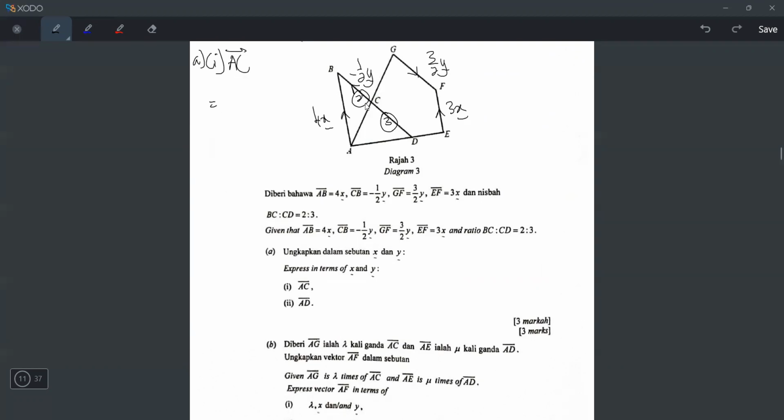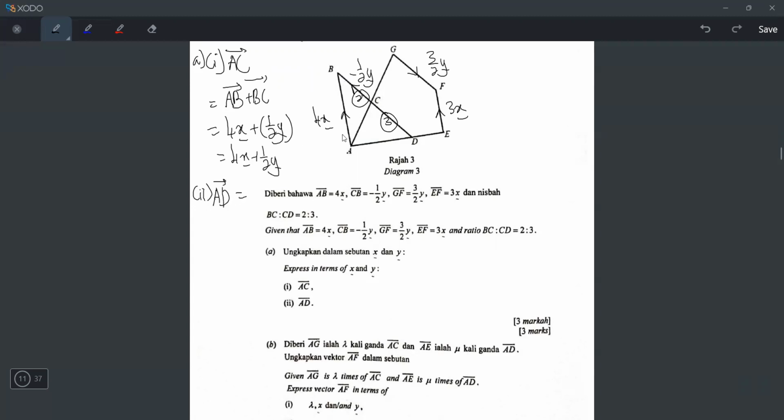So to find vector AC, I can just take AB plus BC. It's very easy. AB plus BC. And vector AB is 4x plus BC. BC, okay, CB is negative 1 over 2y. So for BC, change the sign. So it becomes positive 1 over 2y. Negative becomes positive. And that's the answer. 4x plus 1 over 2y. Okay, for question number 2, they want to find vector AD.